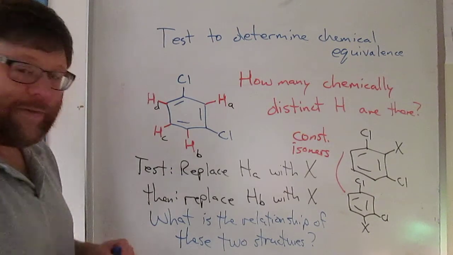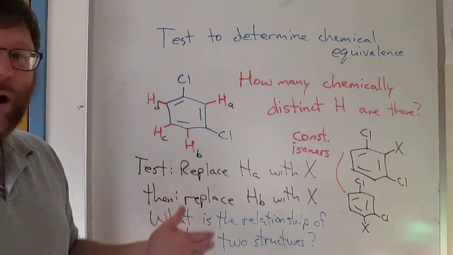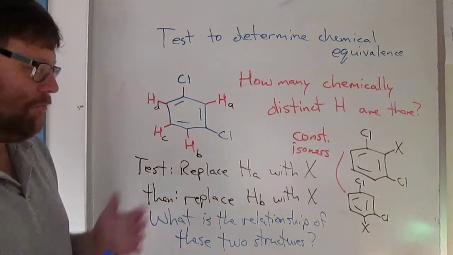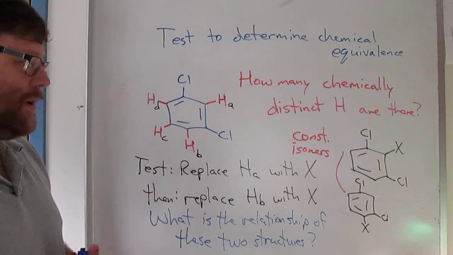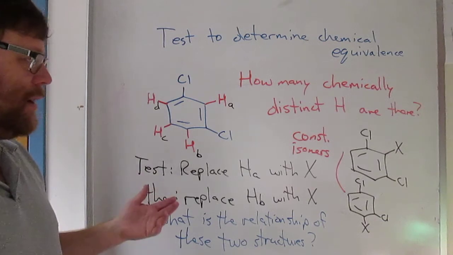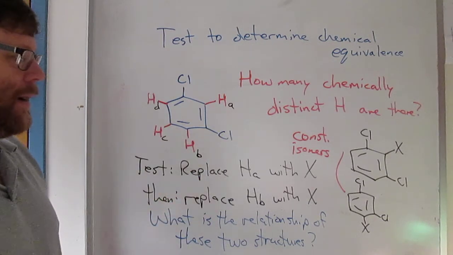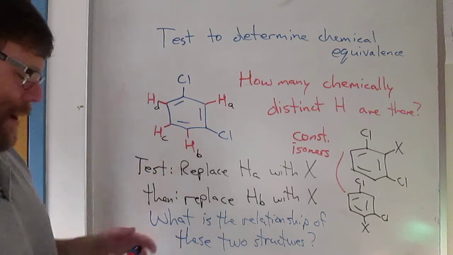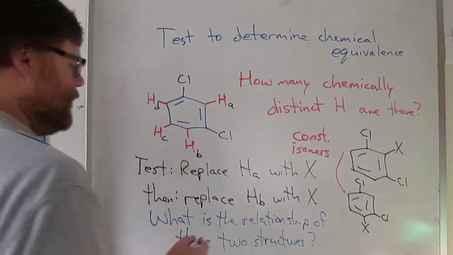Okay? If the 2 structures are constitutional isomers, think about the property of constitutional isomers. They're completely different. They boil different. They can have different solubility. They'll have different physiological effects. Basically, they're just different. And so that means HA and HB are different.